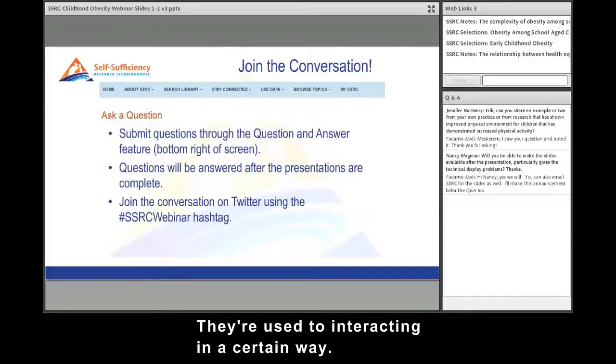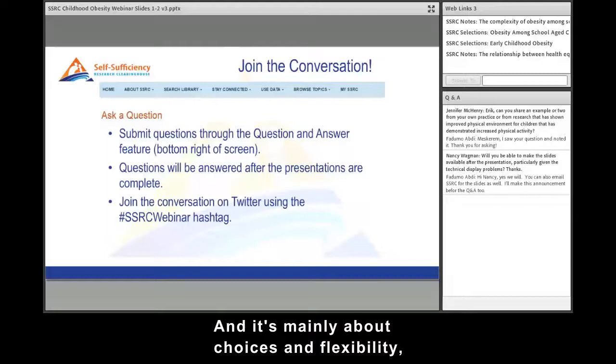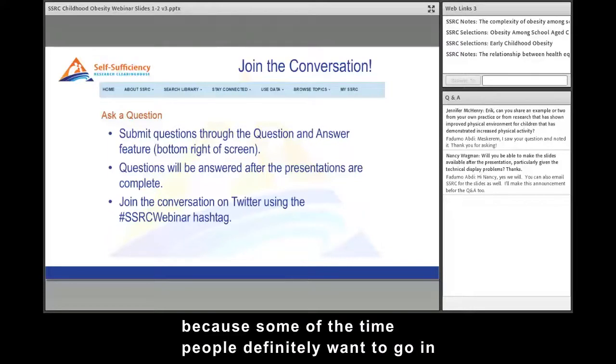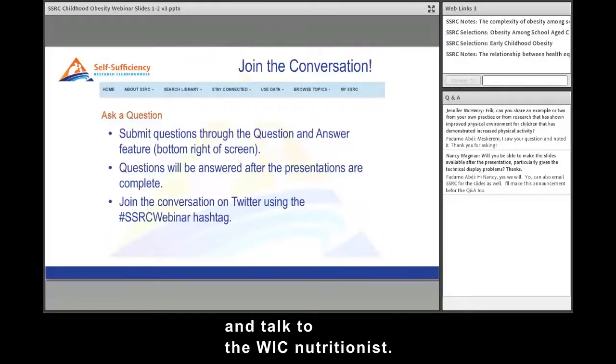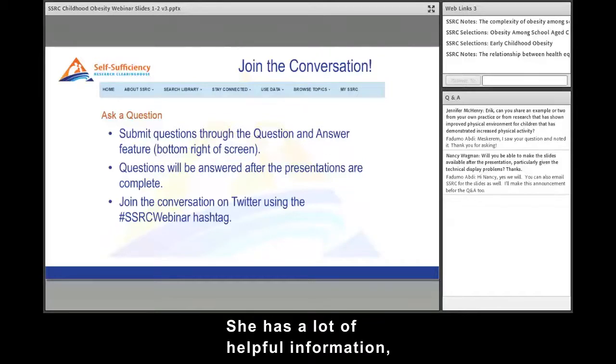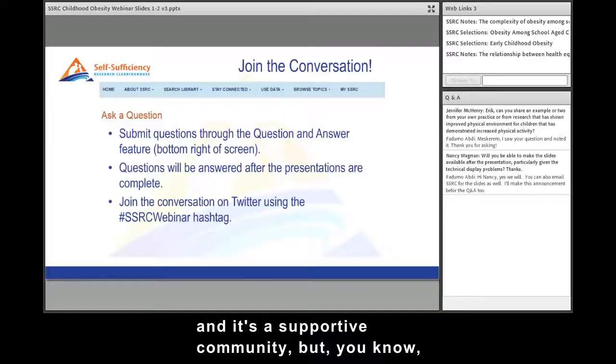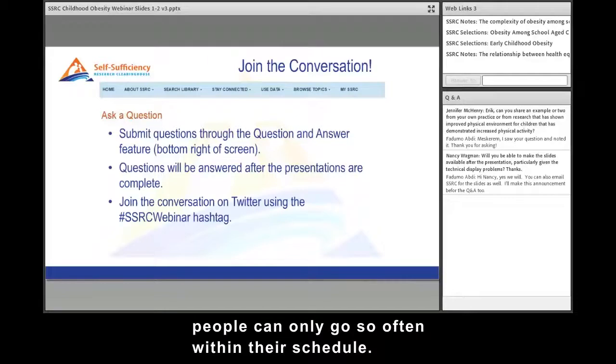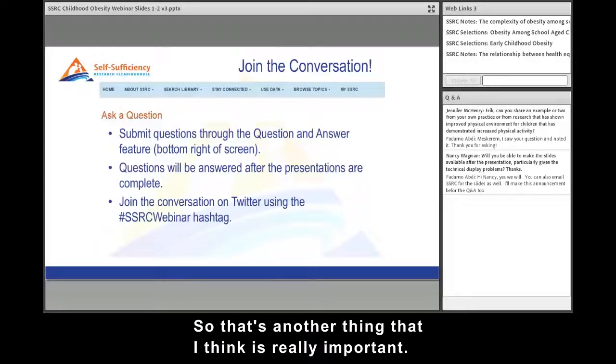They're used to interacting in a certain way, and it's mainly about choices and flexibility, because some of the time people definitely want to go in and talk to the WIC nutritionist. She knows about things that a new mom might not know anything about. She has a lot of helpful information, and it's a supportive community. But people can only go so often within their schedule. So that's another thing that I think is really important.